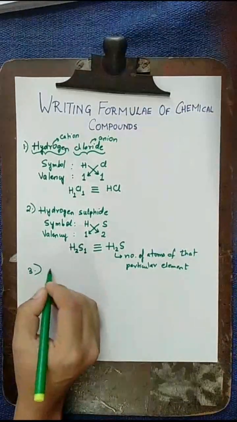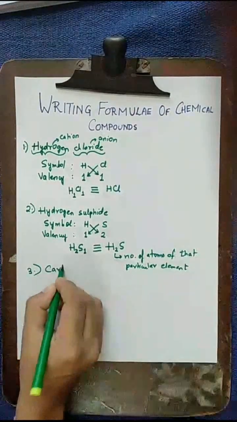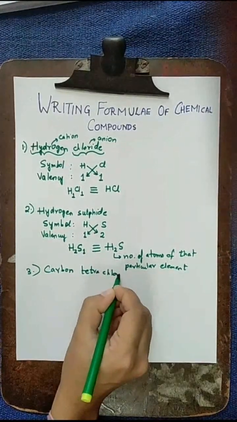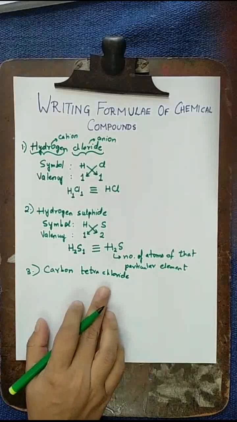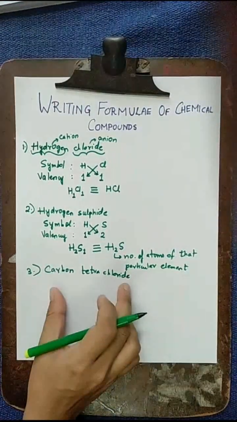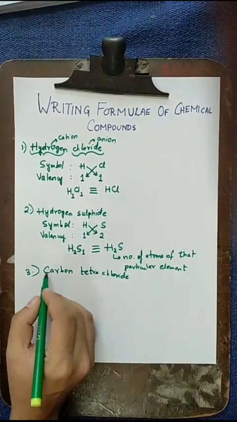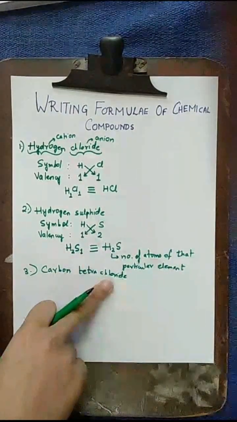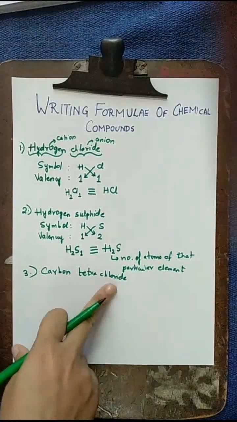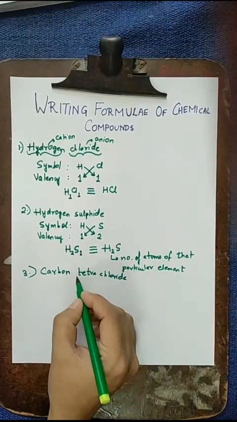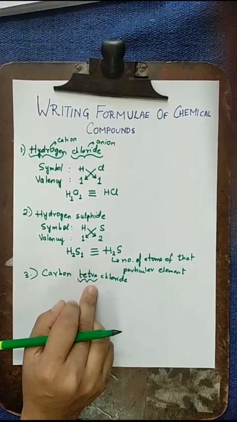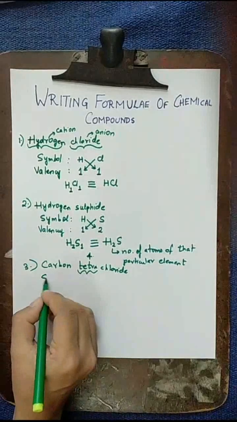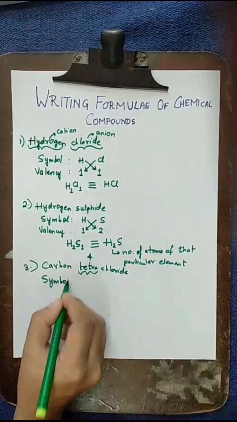For example, carbon tetrachloride. In carbon tetrachloride, we see which is the anion and which is the cation. Carbon is known as the cation, and chlorine, being the anion, belongs to group 7. Here the word tetra has come. Here tetra means 4. Right? So, first step as we go, symbol.